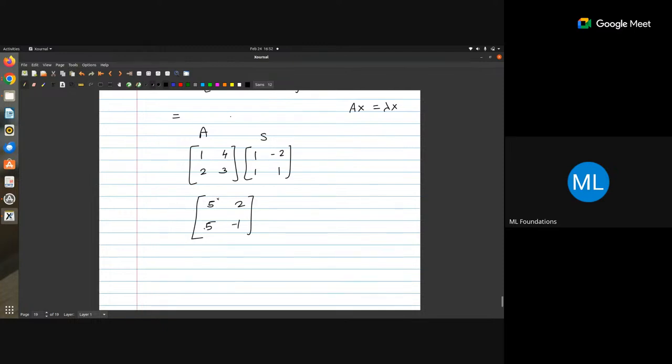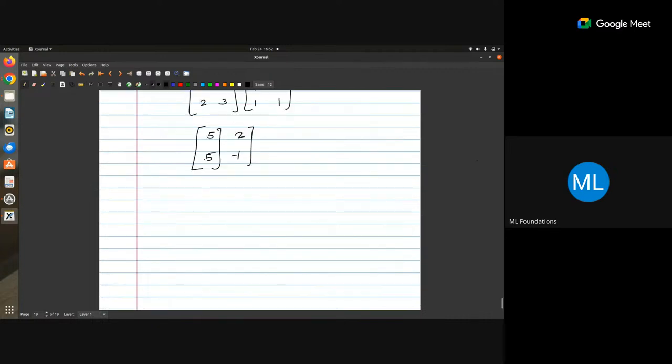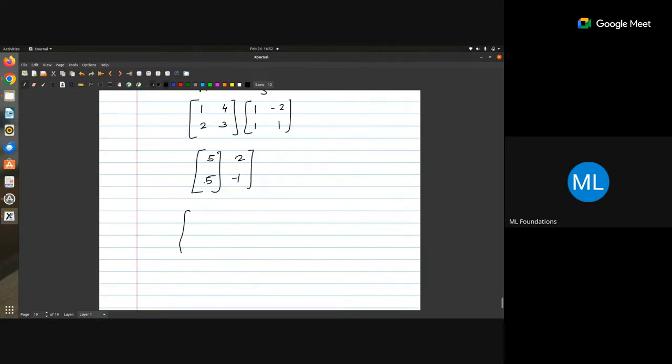So what does this 5 represent, or how do we come up with this? If I do this calculation once more, 5 4 2 3, and if I do 1 1, what will I get?